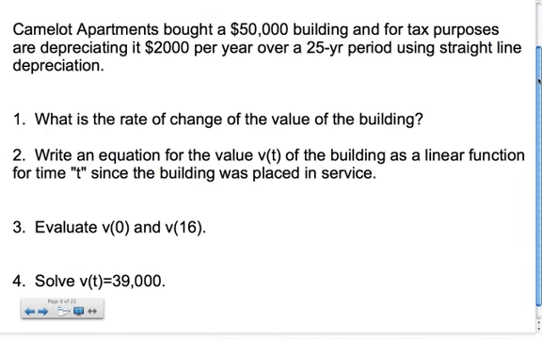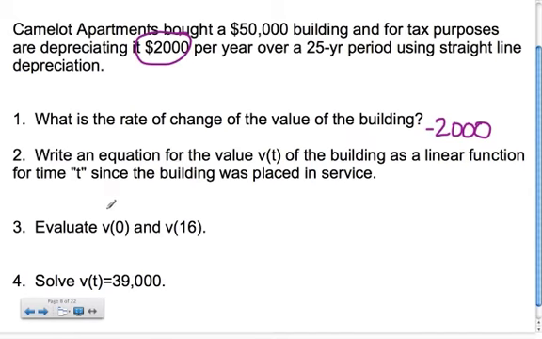So first of all, they want to know what is the rate of change of the value of the building. Well, every year it said it was depreciating $2,000. So if something is depreciating, it is losing value. So every year the value of my apartment building is going down $2,000, which would be my rate of change.